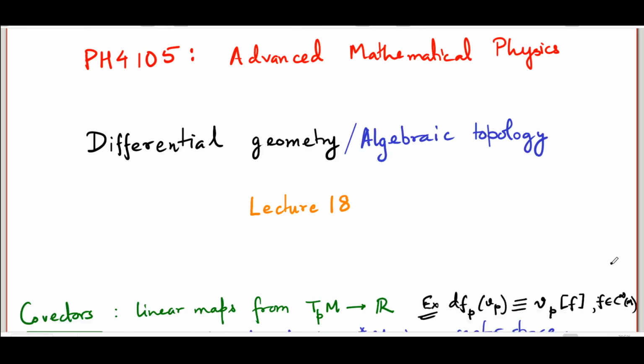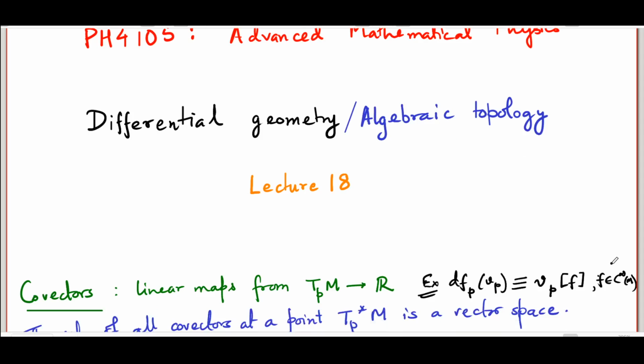First, covectors. What are covectors? They are linear maps from T_P M, the tangent plane to a manifold M at the point P, to the set of real numbers. A very important example of covectors that we discussed was the differential of a smooth function f at the point P. df_P was defined to be a map which would act on tangent vectors at the point P, in particular acting on v_P. It would give us a real number, and that real number was defined to be the result of v_P acting on f.